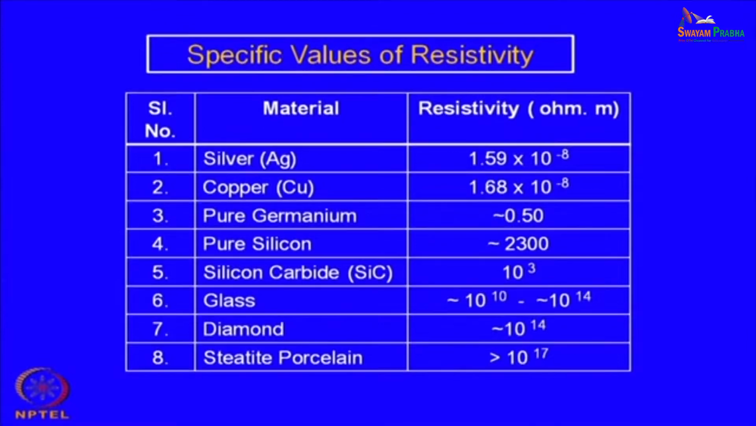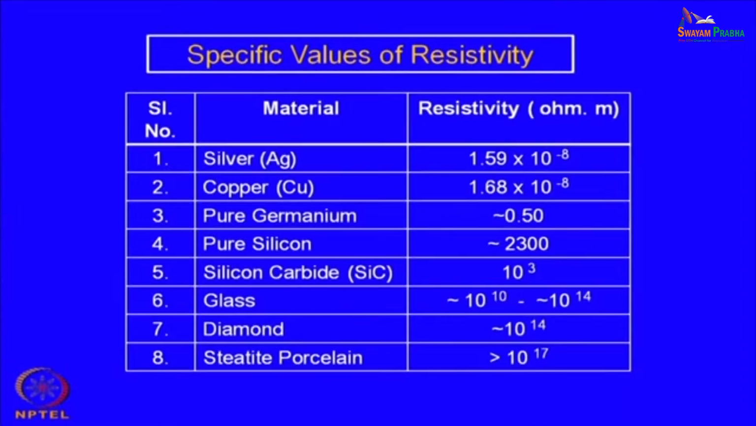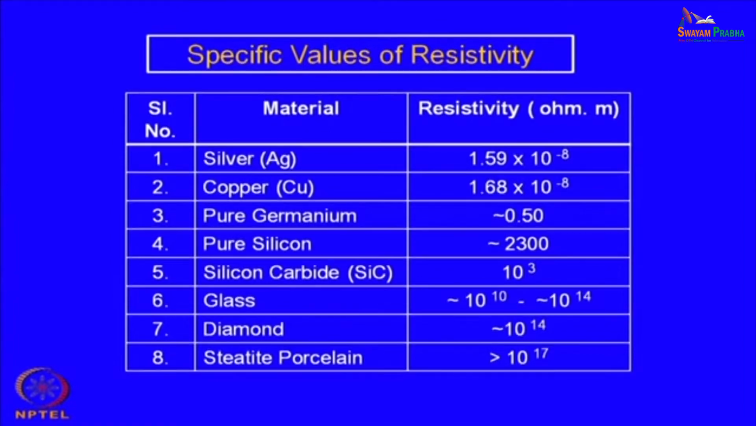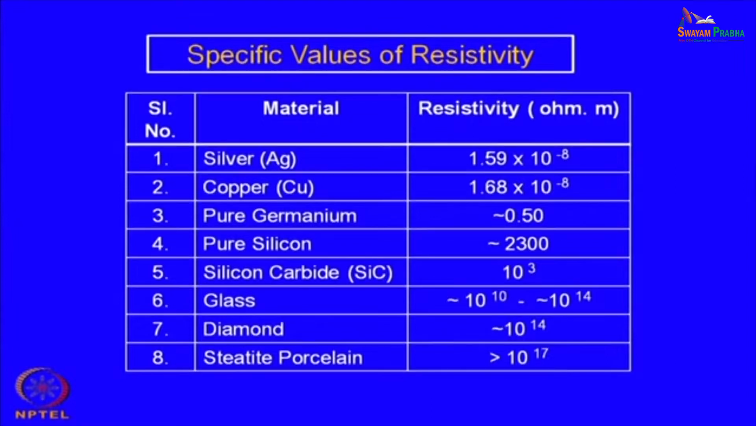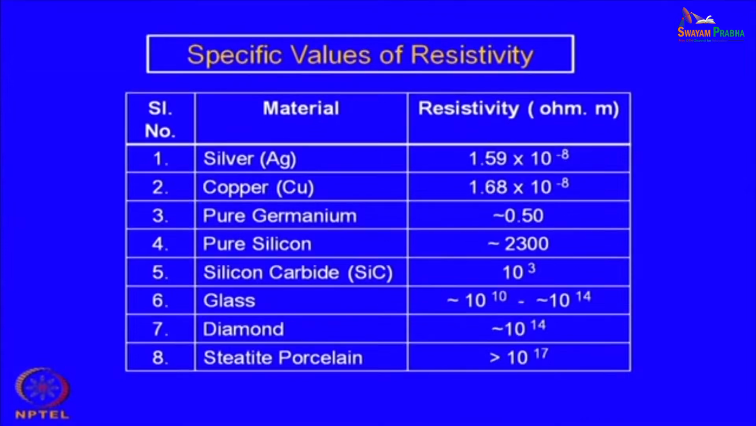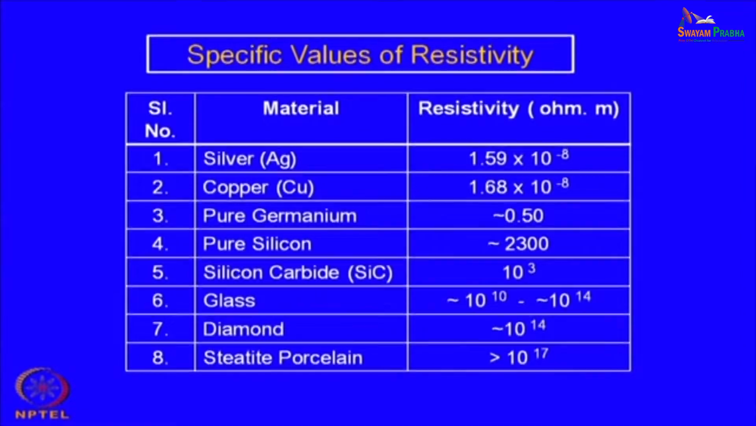Glass, normal glass is an insulator, 10 to the power 10 to 10 to the power 14 ohm meter. Diamond 10 to the power 14 or more, and steatite porcelain, basically steatite is magnesium silicate. So, it is magnesium silicate porcelain which is more than 10 to the power 17 ohm meter. So, once again we have conductors, semiconductors and insulators here.